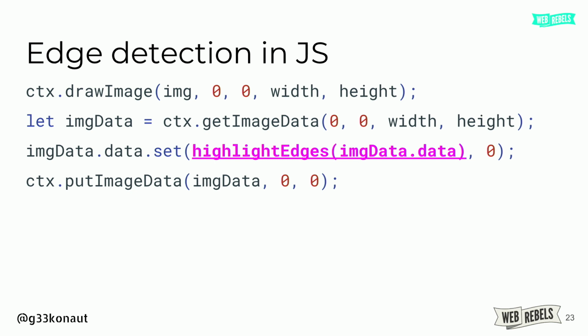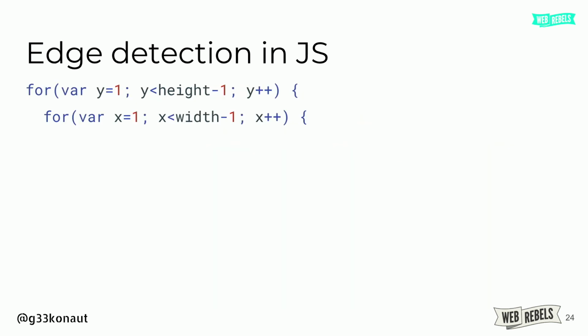And then later on, once this returns, it returns with a bunch of pixel data for the black and white pixels that represent edges or no edges. And then we just draw out the new pixel data onto the canvas, and that's pretty much it. So how does the highlight edges then work?